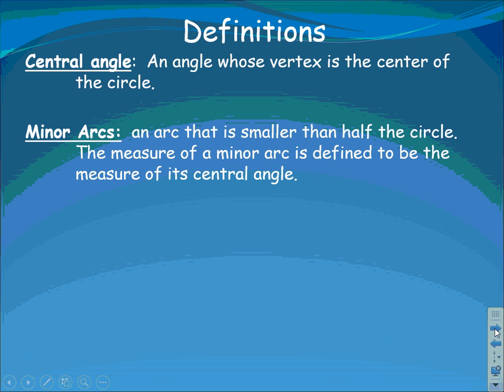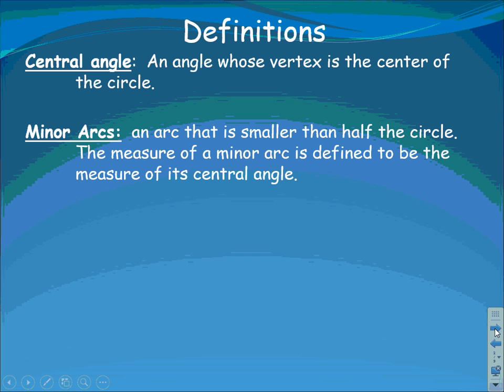All right, so in a circle, when you draw these central angles, you are going to see minor arcs. And what a minor arc is, well, just think of what minor means. It's small. So a minor arc is the arc that is smaller than half of the circle. Now remember, half of a circle is 180 degrees. So a minor arc has to be less than 180 degrees.